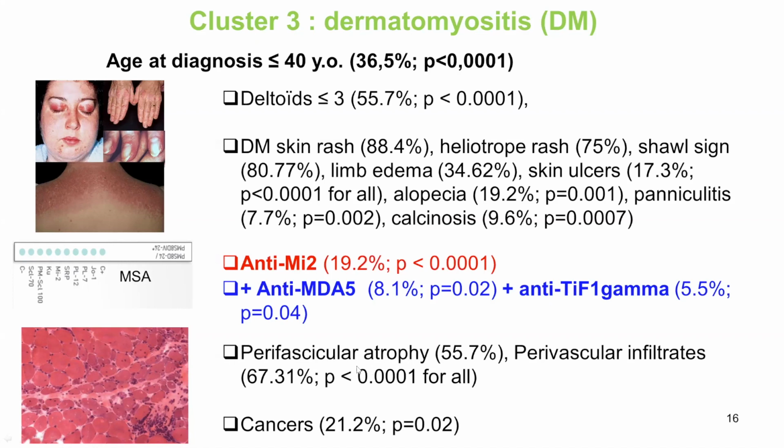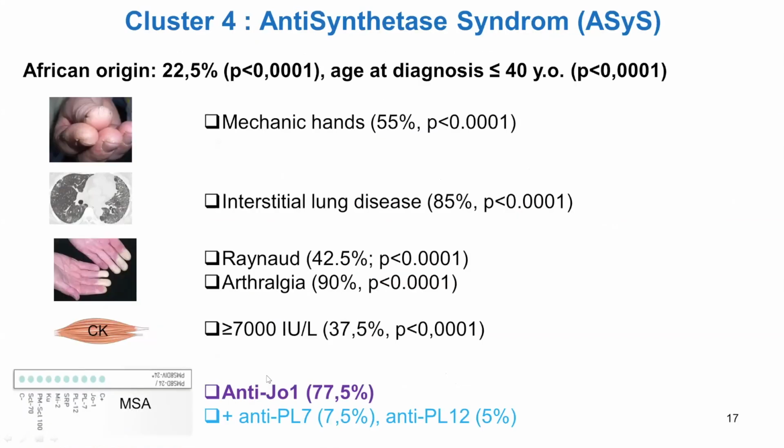On the pathological side, we can observe perivascular atrophy and perivascular infiltrates. And this group is clearly the one linked with the presence of cancers, not the other ones. And finally, the fourth one, the last one, is the one of the antisynthetase syndrome, where we can observe more patients from African origin, young also, with mechanic hands, and these mechanic hands are not the typical rash of dermatomyositis.